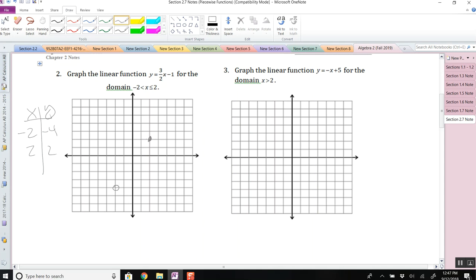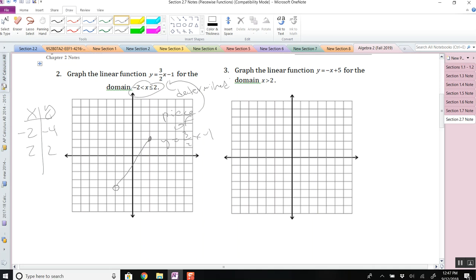Because it's just a line with a y-intercept of negative 1 and a slope of 3 halves, there we go. Notice how I only graphed a piece of y equals 3 halves x minus 1. And the piece was determined by the inequality associated with it, which was negative 2 is less than x, which is less than or equal to 2. So that's an example of a piecewise function where you're taking a piece of something. What we're going to do is take a piece of multiple lines or other types of functions and put it all in one graph.